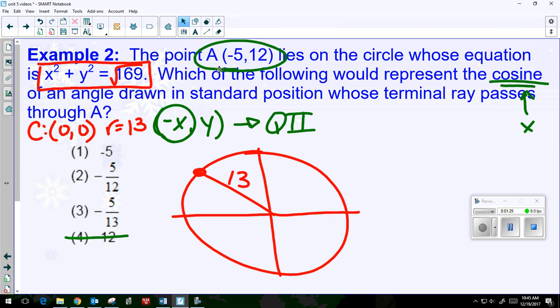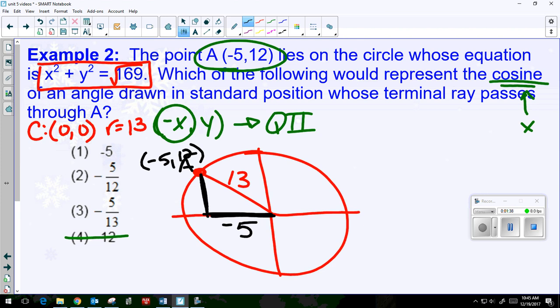They told me that this was the point A, (-5, 12). So that means that my x value here is negative 5, and my y value here is 12. So now you have a right angle, and there is your theta. They want to know which of the following would represent the cosine of an angle drawn in standard position. So here's my angle in standard position that I'm used to. But remember that this is our reference angle, so I can refer to that angle when I find the cosine.